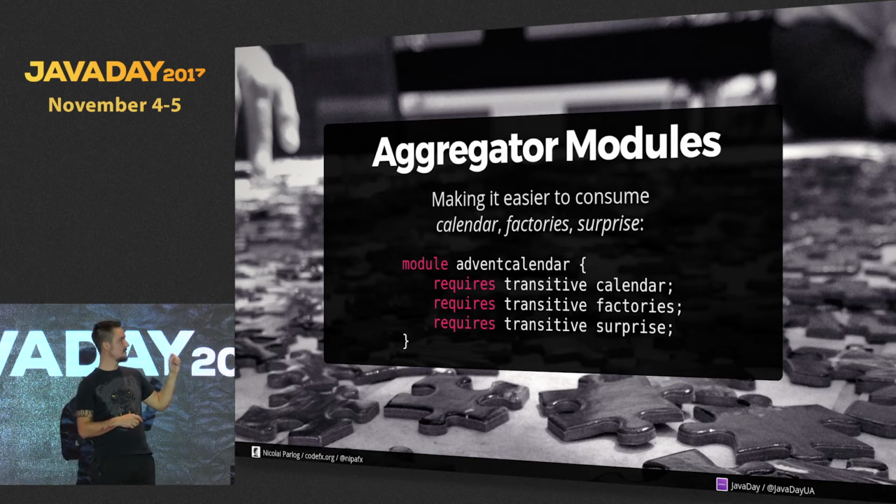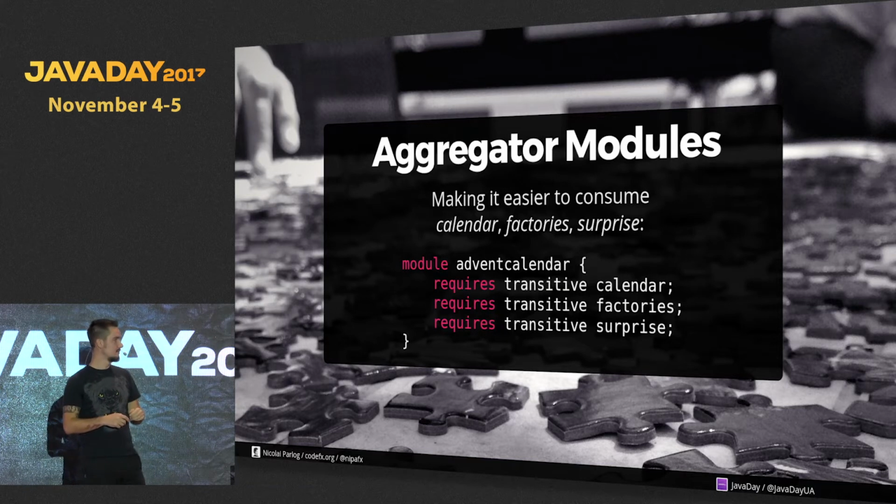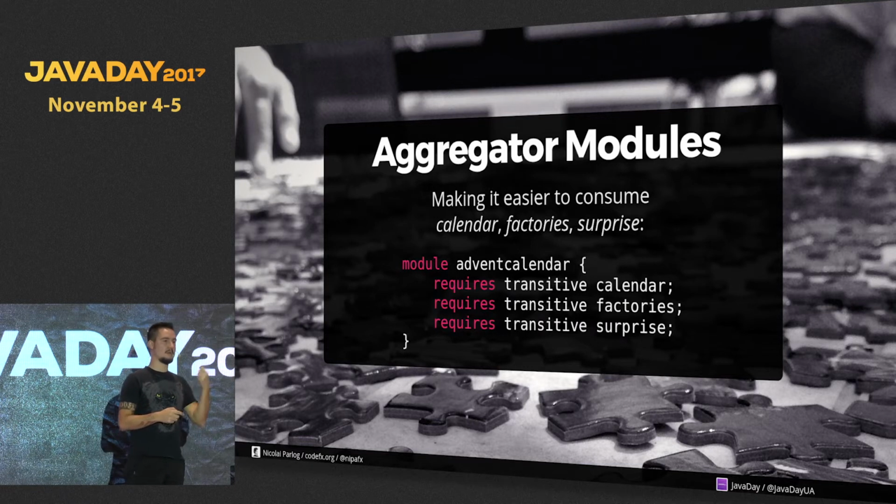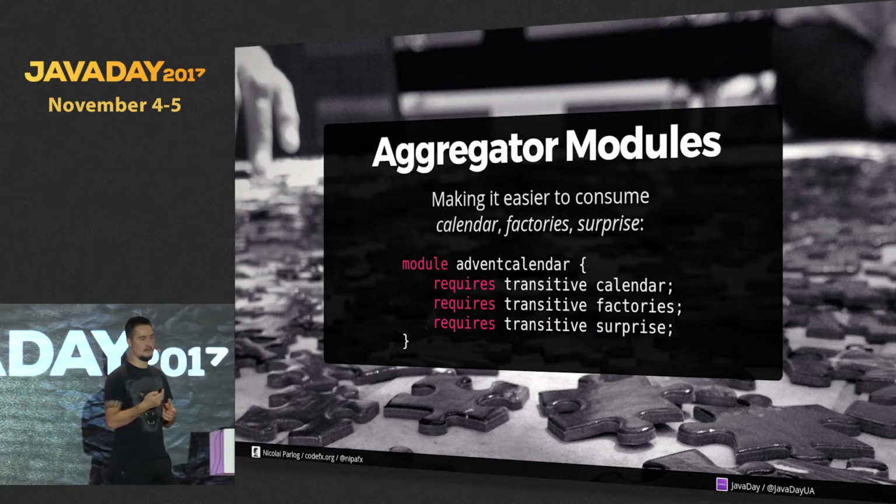That means everybody requiring Advent Calendar will also read these other 3. So now if you have a part of your system, we have a dozen modules that most likely people will use at once. You can create an aggregator like this, and then people only have to require one of those. It's one possible use case.